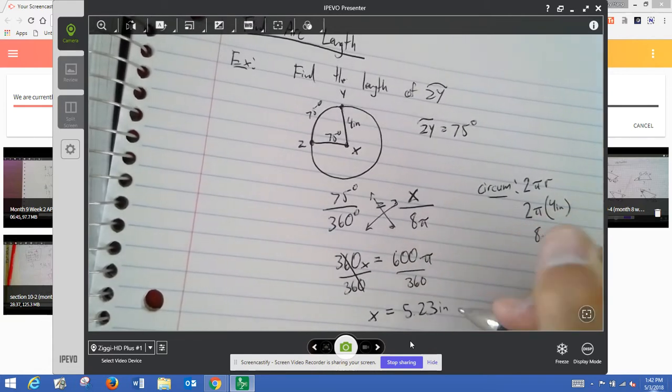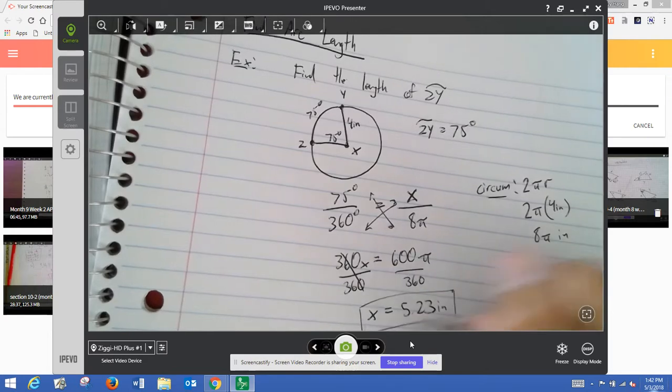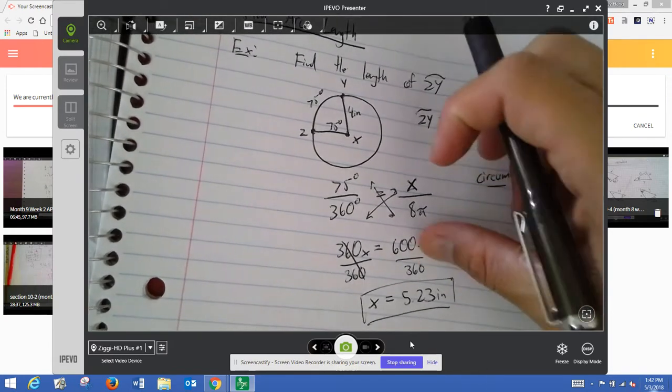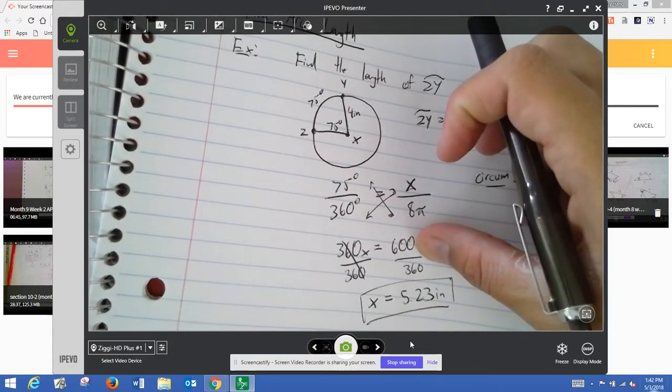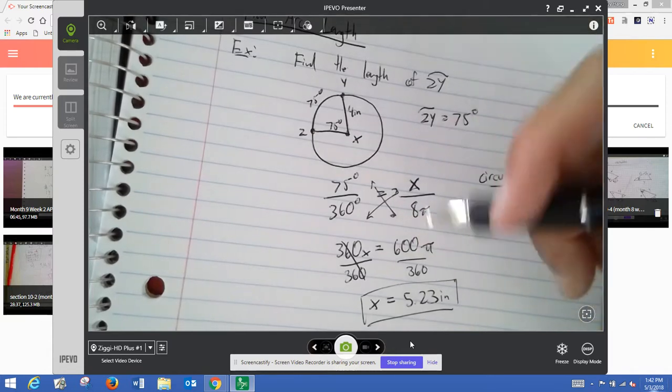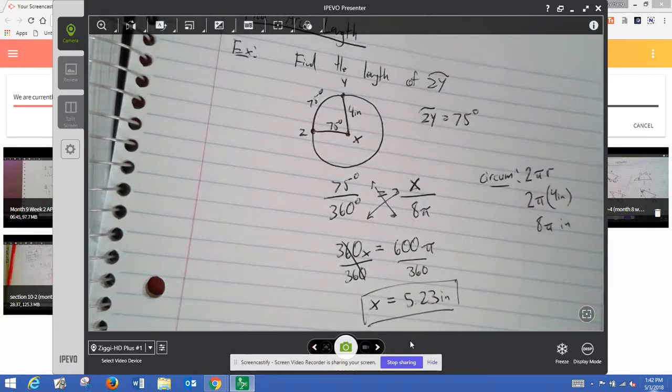Would you rather multiply in the pi or just leave it? You can leave the pi in there. Some people are like, why don't I just divide 600 by 360, simplify that, and just leave the pi in there at the end. You could do that too. Or you could put it all in the calculator. Some people just want to get done with it all the way, okay?